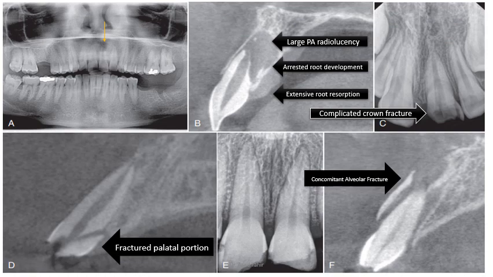A. Panoramic radiograph taken on a patient with a past history of dentoalveolar trauma. Tooth number 9 appeared to have arrested root development with a periapical radiolucency. B. Sagittal view of tooth number 9 of the same patient from CBCT imaging. It showed that tooth number 9 had arrested root development, a large PA radiolucency, and extensive root resorption along the palatal surface that was not evident on the panoramic image.